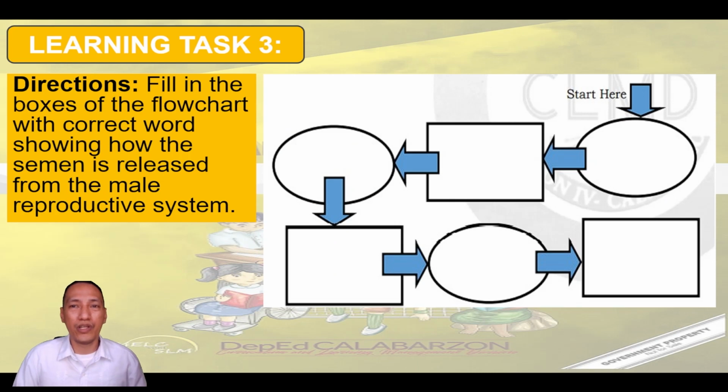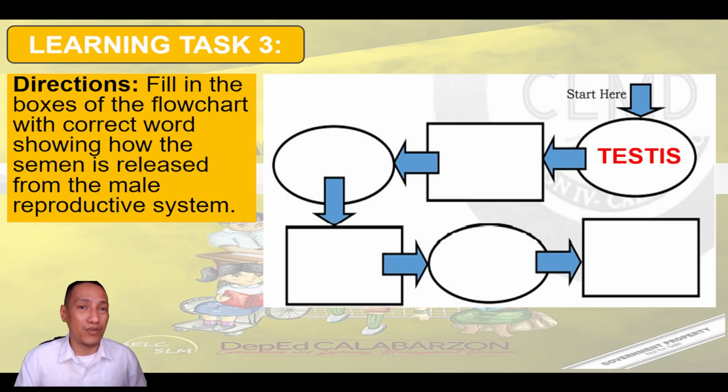Now we go to learning task number 3. Fill in the boxes of the flowchart with correct words showing how the semen is released from the male reproductive system. So medyo nakakalito ito because these are just boxes tapos pinasa ko yung instructions to answer. Kahit ako medyo hindi ko na-gets agad but eventually nakuha ko rin. But to help you out para hindi na kayo mahirapan, isusulat nyo lang yung daanan ng semen or ng sperm cell.